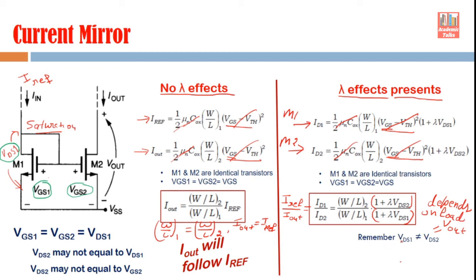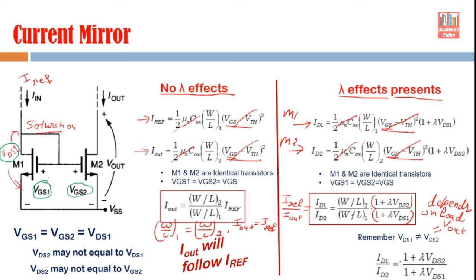So since now VDS1 is not equal to VDS2, we cannot cancel this term which contains lambda. So in this case, even if you make the W by L ratios of these two devices equal, you will see that your output current will not follow the reference current.